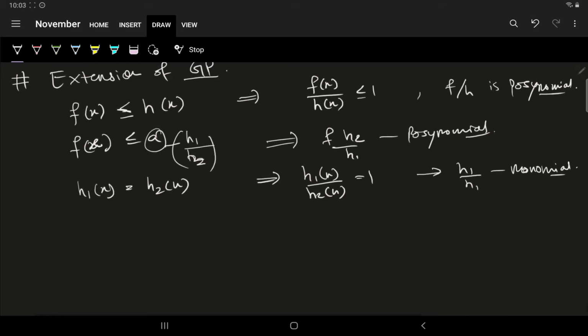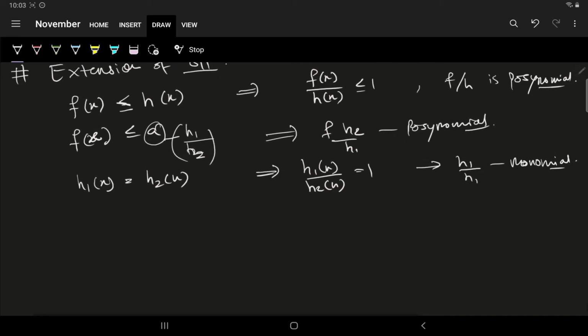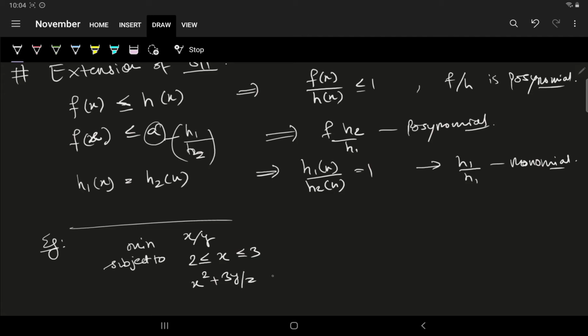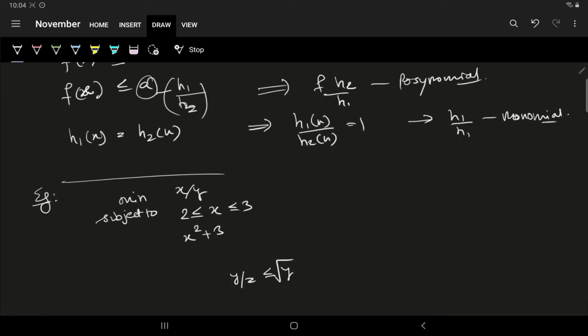One simple example we can see here is, suppose we have to minimize x by y subject to x less than or equal to 3 and x squared plus 3y by z less than or equal to root of y.